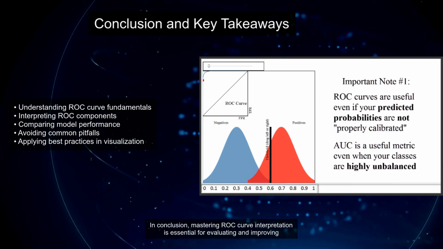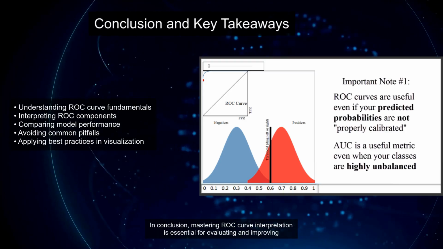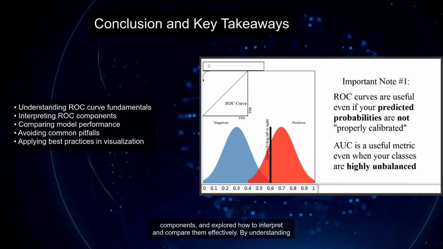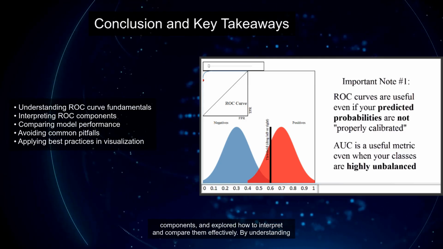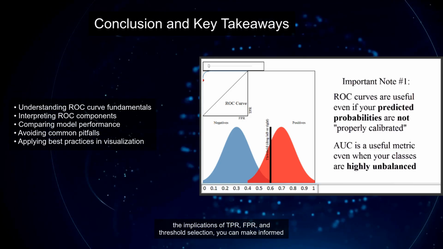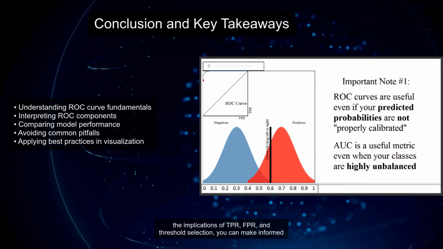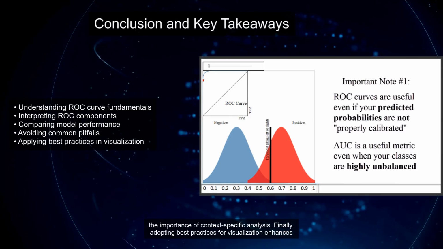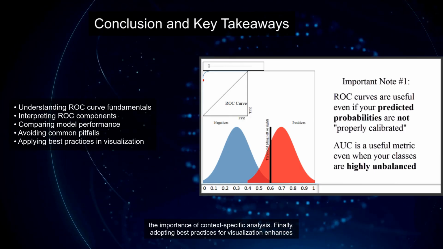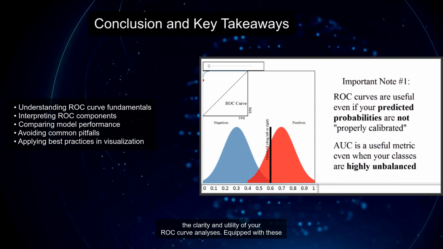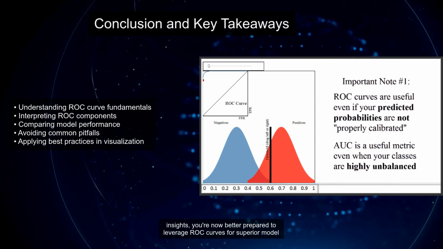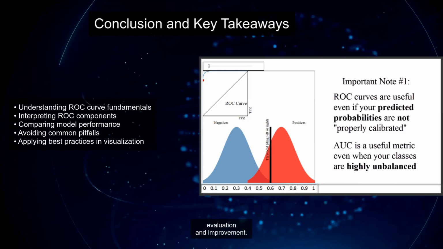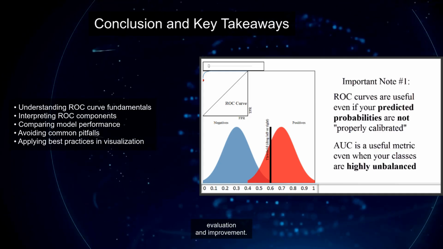In conclusion, mastering ROC curve interpretation is essential for evaluating and improving classification models. We've covered the fundamentals of ROC curves, delved into their components, and explored how to interpret and compare them effectively. By understanding the implications of TPR, FPR, and threshold selection, you can make informed decisions about model performance. We highlighted common pitfalls to avoid and emphasized the importance of context-specific analysis. Finally, adopting best practices for visualization enhances the clarity and utility of your ROC curve analyses. Equipped with these insights, you're now better prepared to leverage ROC curves for superior model evaluation and improvement.